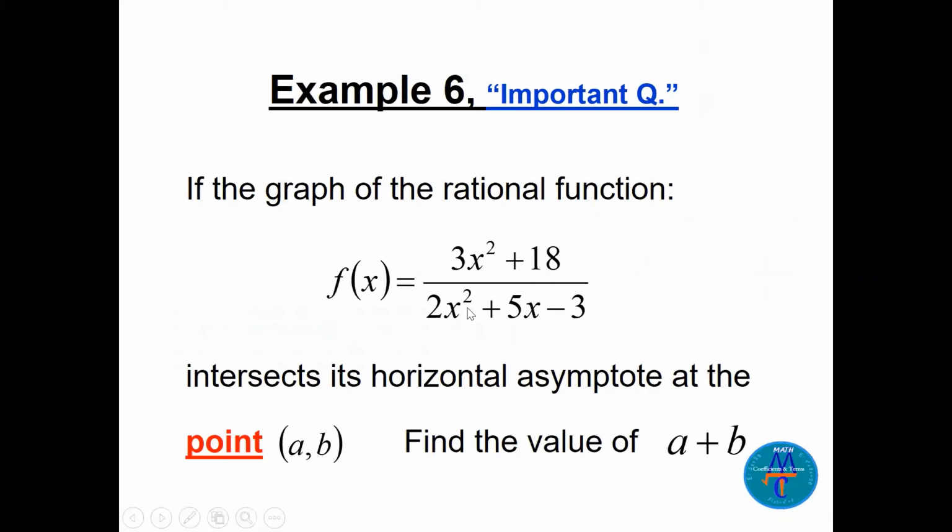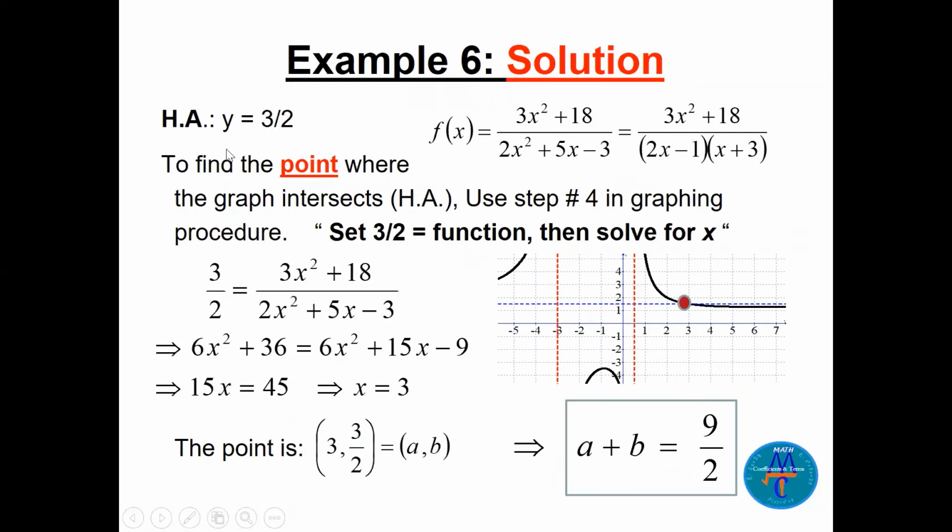If the graph of the rational function intersects its horizontal asymptote at the point AB, find the value of a plus b. So the question says that the graph intersects the horizontal asymptote. So first we find the horizontal asymptote. See, the horizontal asymptote is the leading coefficient over the leading coefficient. See, 3 over 2. So y will be 3 over 2.